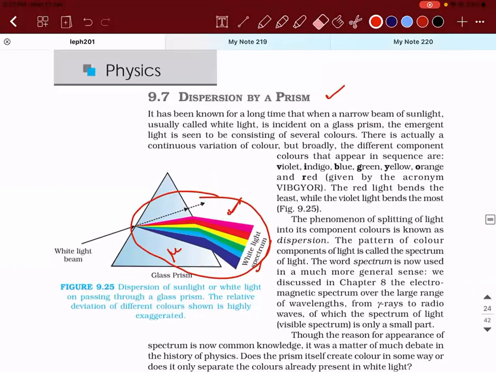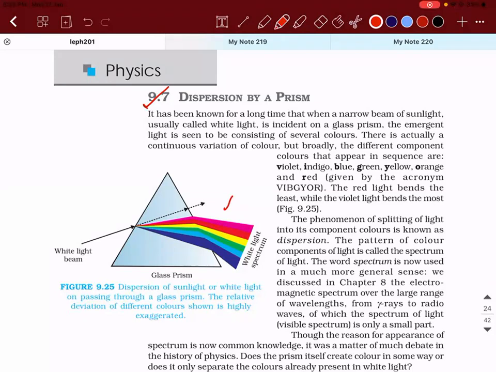Okay. Next is dispersion through prism. There's not a new concept here. Right? Dispersion by prism. So what is going to happen here is, you know, what does a white light consist of? So white light basically consists of 7 different colors. So when you pass white light through a prism, what is going to happen? The white light gets split into 7 constituent colors.